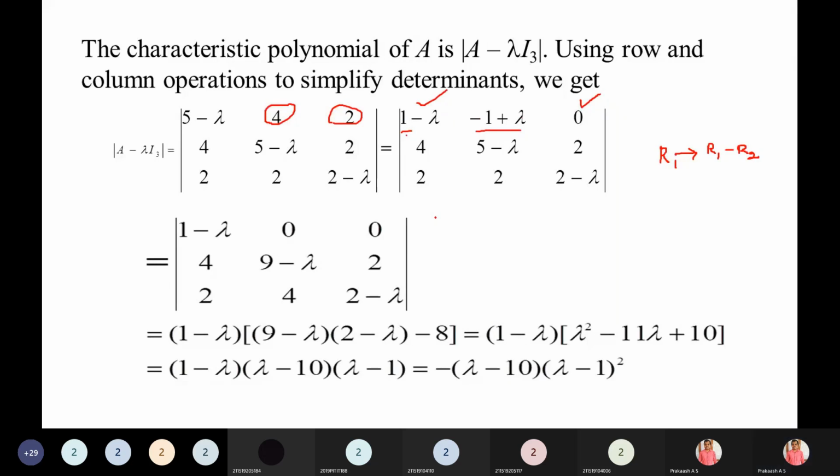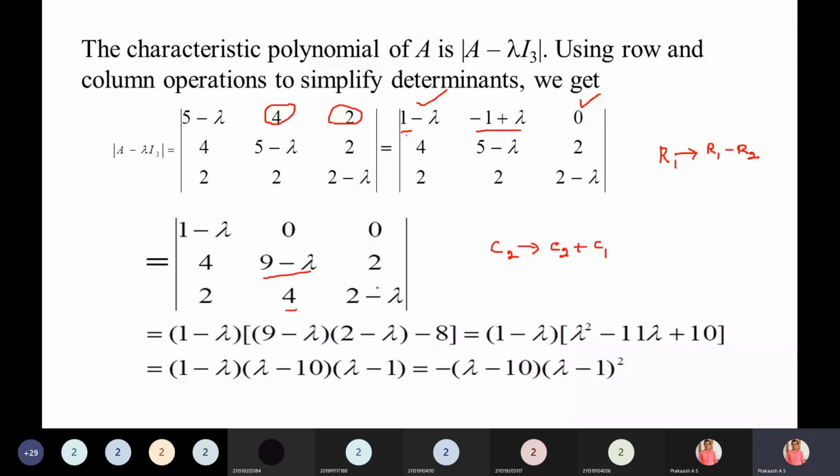So that C2 is C2 plus C, so that this term becomes 0. Okay. So that 5 minus lambda plus 4, 5 plus 4, it is 9. So it is 9 minus lambda. 2 plus 2, it is 4. That's all. So we simplified it.